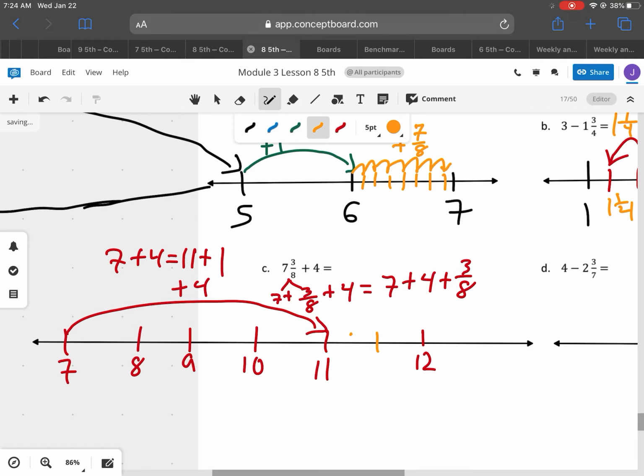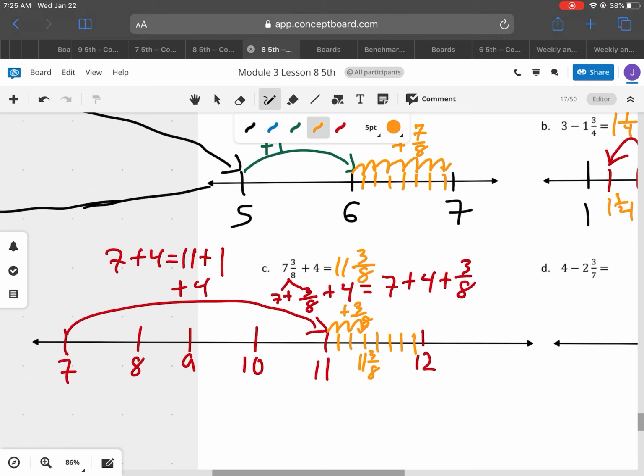So again, I'm going to cut this into halves, and then the halves into fourths, and then the fourths into eighths. Okay, so now I'm going to add 1, 2, 3, 4, 5, 6. Oops, sorry, or 3/8. I was looking at the other problem. 1, 2, 3. So we land here at 11 and 3/8. Okay, so our answer here is 11 and 3/8.